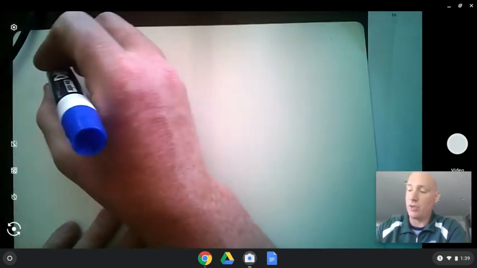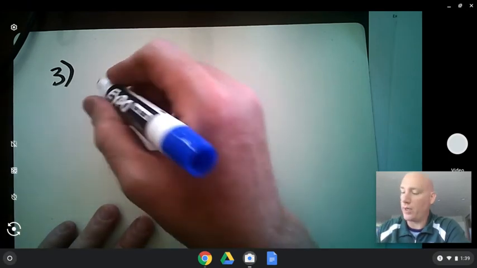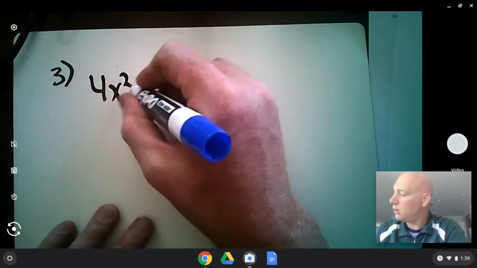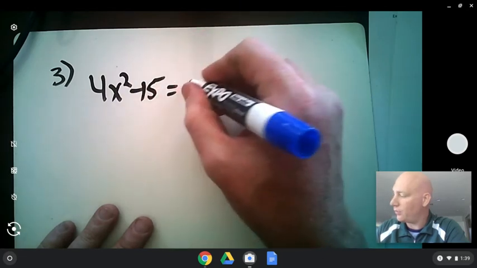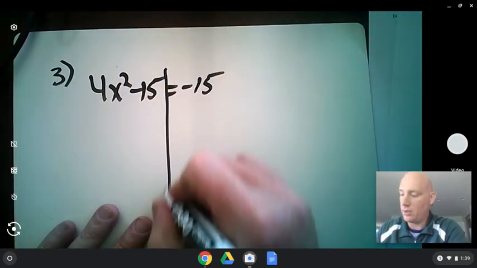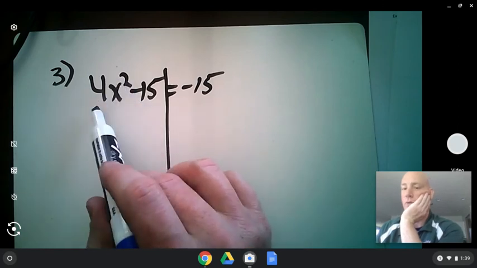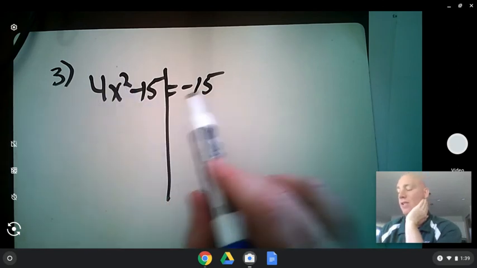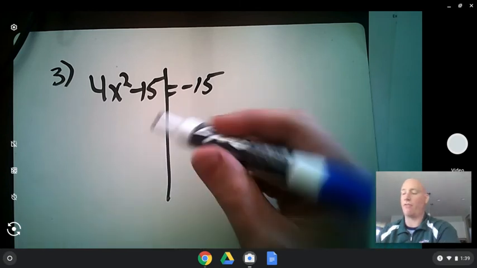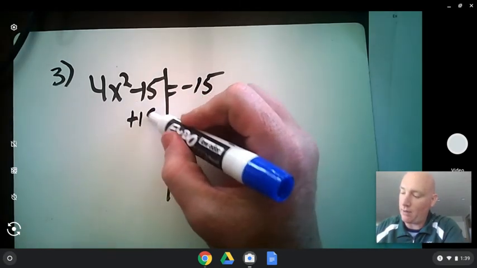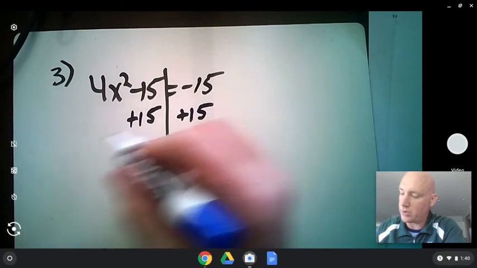I've looked everywhere. All right, so number 3 in monitoring progress. It is 4x squared minus 15 equals negative 15. So I look at this. First it was x, then it was squared, then it was multiplied by 4, then they subtracted 15 to get negative 15. So my first step will be adding 15 to both sides.